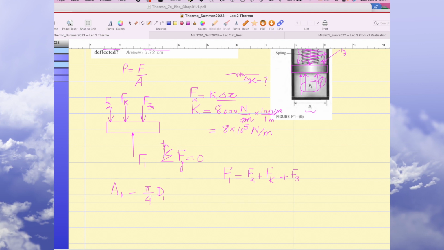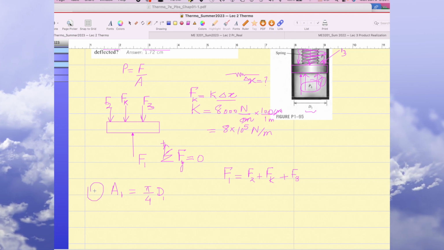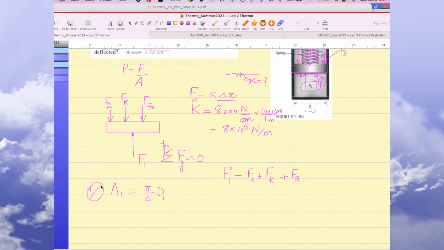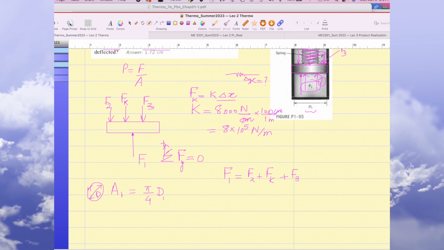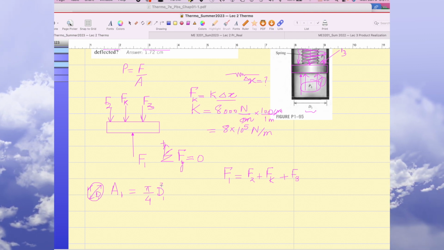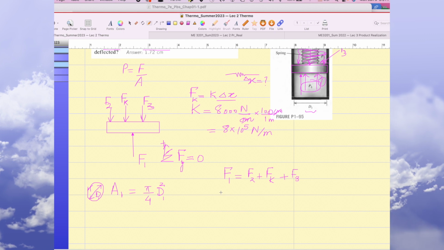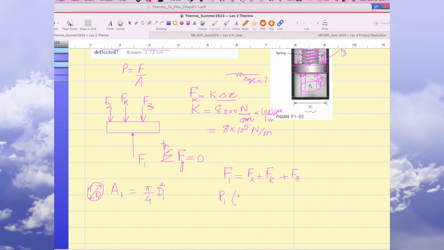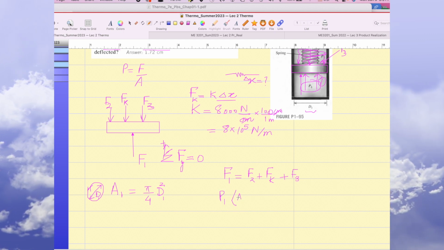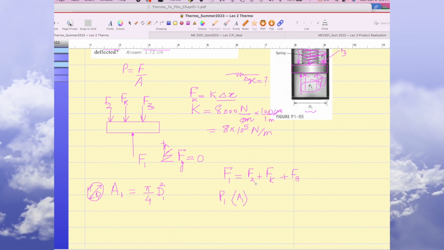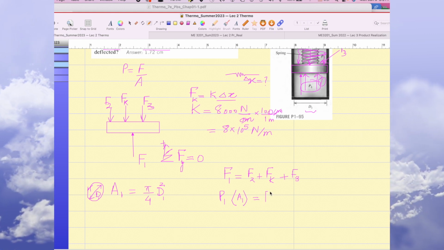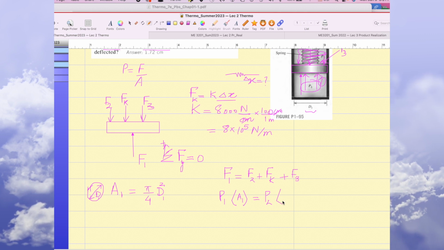For the d1, it is like a round shape. This is my d1. You see what I mean? So pi by 4 d1 square. So pressure P1 times area 1 equals pressure P2 times area 2.